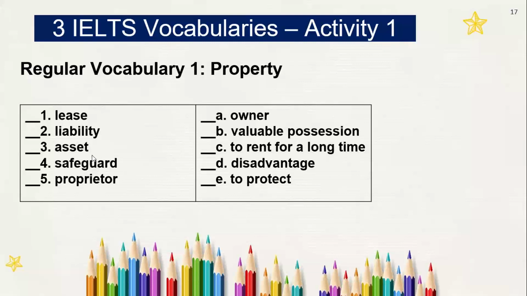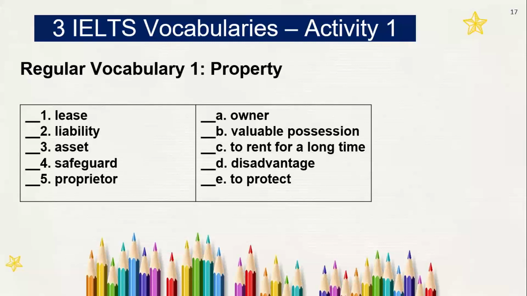Now, would you normally use that word in your English when you're writing or when you're speaking? It's a perfectly good word to use. And so instead of saying to protect, you can say to safeguard. And the last one, number 5, of course, would be the last one, A. Proprietor is an owner. A proprietor is another word for an owner. So those are 5 examples of vocabulary words associated with the topic property.